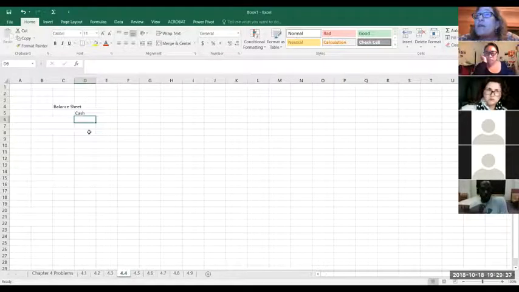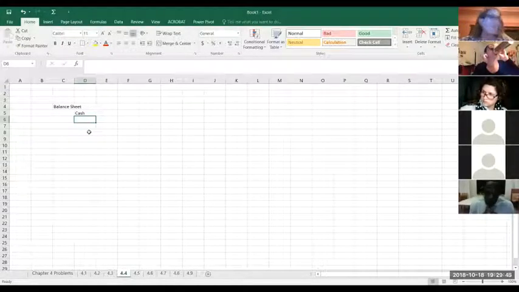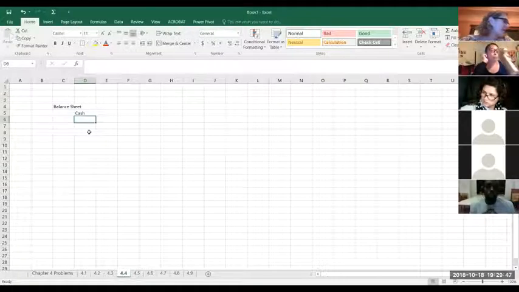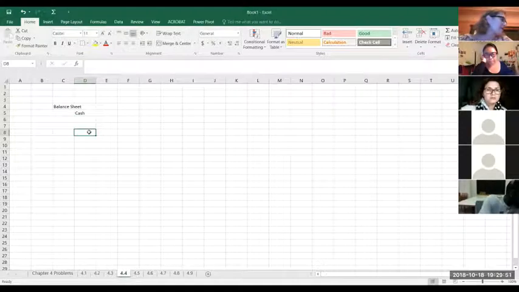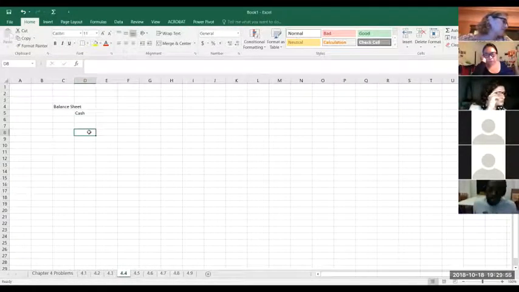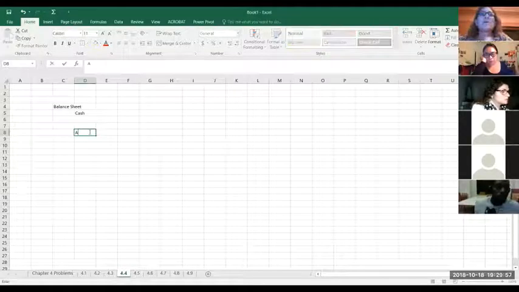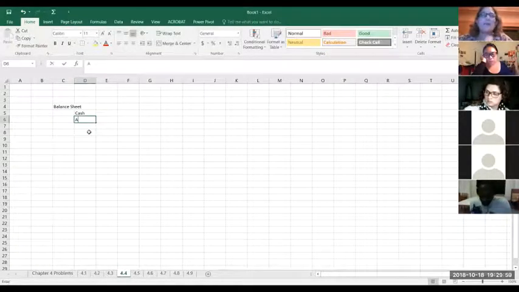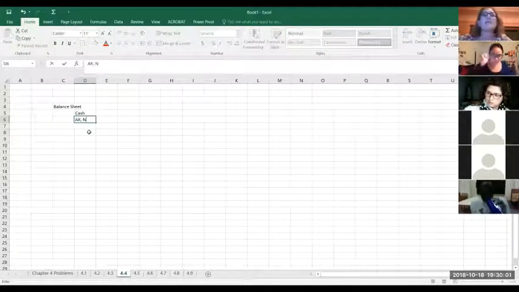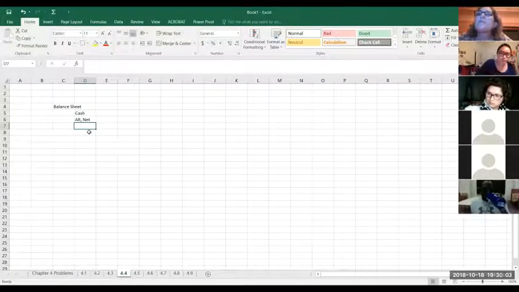Why is it always the top? Because it's the most liquid. Good job. It's the most liquid, so it's always in order of liquidity. So then in this example, we don't have any cash equivalents. So what would be the next item? Accounts receivable. Okay. So I'm going to go AR, and it's net. So does anyone know what net means?